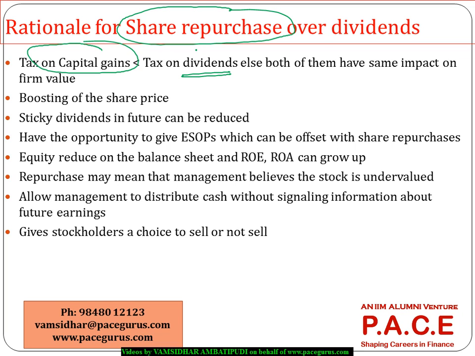But if there is no difference in the taxes, if the dividend tax as well as the capital gain tax are more or less the same in both the scenarios, then there is no impact on the value of the firm, and the investors are completely indifferent between the two mechanisms. So in case there is a tax advantage on capital gains, it makes more and more sense for the company to go for a share buyback rather than issuing dividends for the same amount.